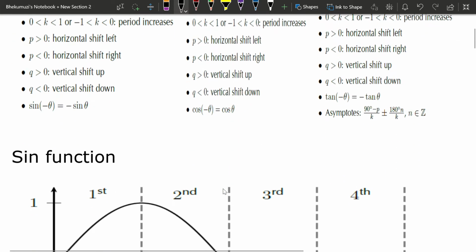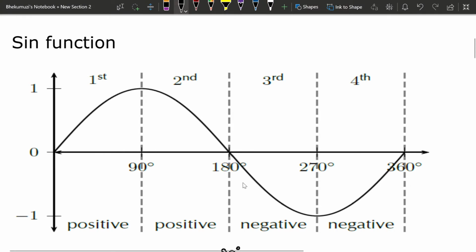When we look at the sine function, we have what we call a single cycle or one period. This one period goes from 0 to 360, right? We can divide this 0 to 360 into four pieces, and those four pieces are what we call the quadrants. Therefore we have the first quadrant, the second quadrant, the third quadrant, and the fourth quadrant.